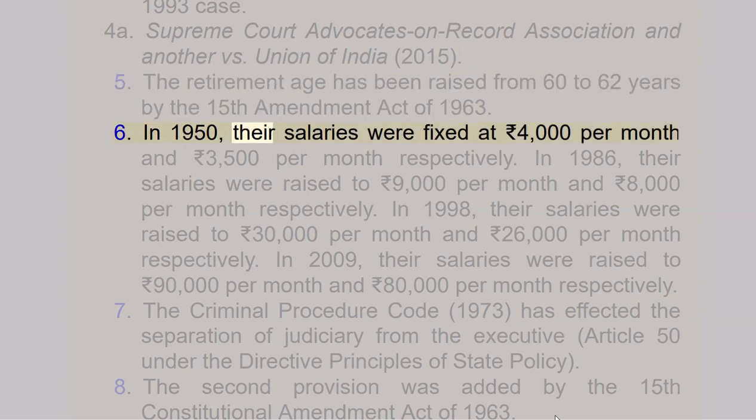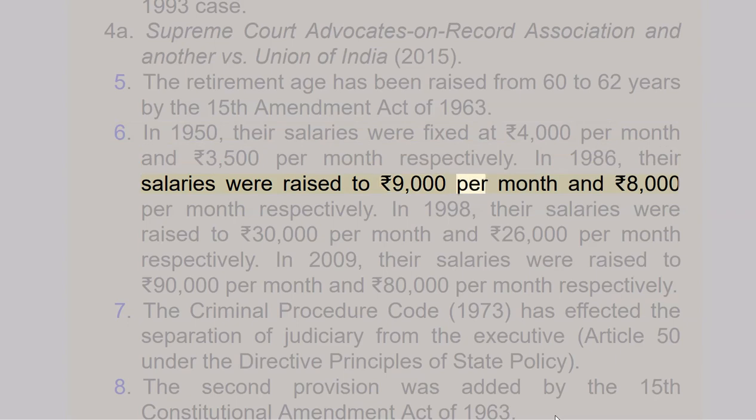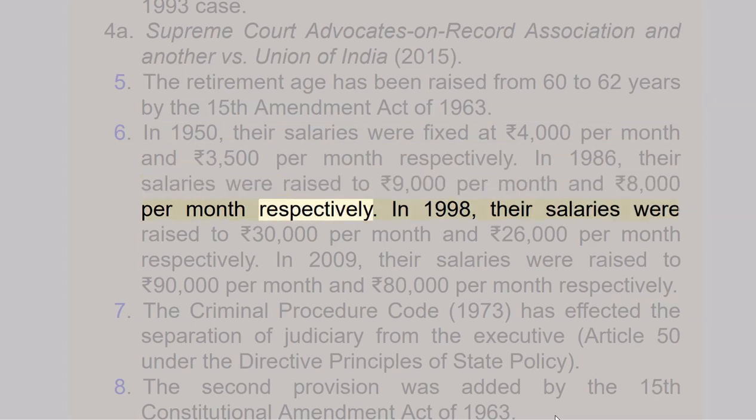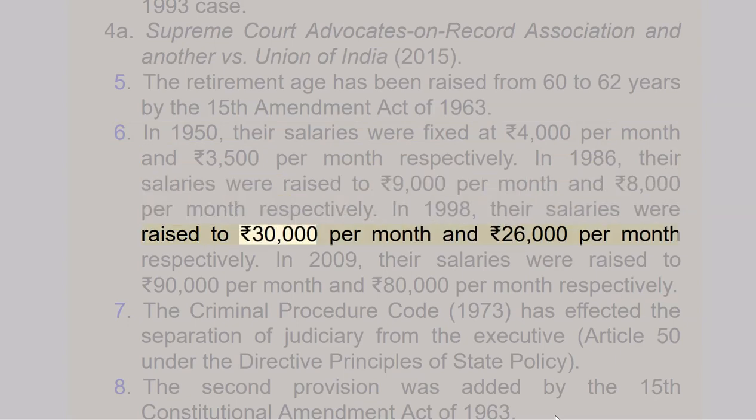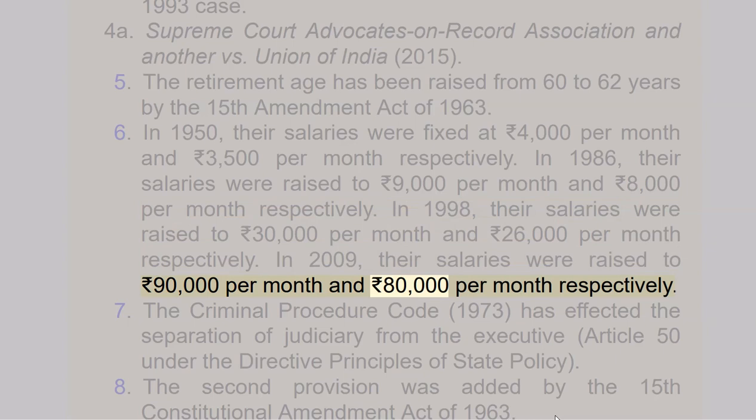6. In 1950, their salaries were fixed at 4,000 Indian rupees per month and 3,500 Indian rupees per month respectively. In 1986, their salaries were raised to 9,000 Indian rupees per month and 8,000 Indian rupees per month respectively. In 1998, their salaries were raised to 30,000 Indian rupees per month and 26,000 Indian rupees per month respectively. In 2009, their salaries were raised to 90,000 Indian rupees per month and 80,000 Indian rupees per month respectively.